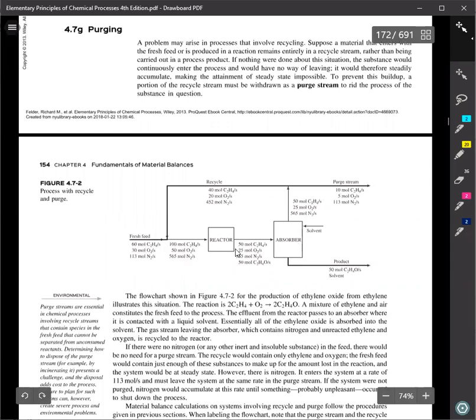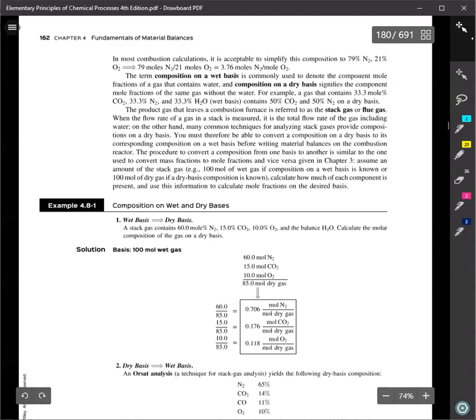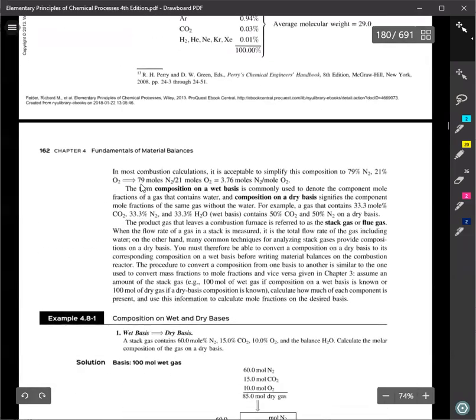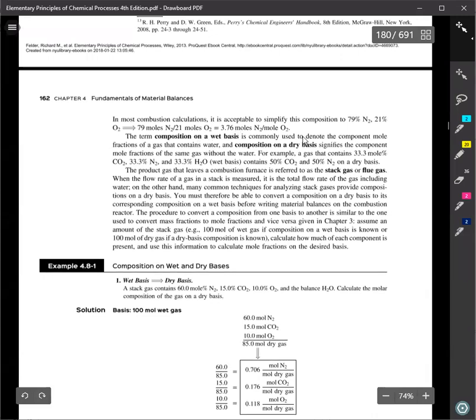That's another possibility. And then finally, in the combustion section, combustion chemistry, they define the terms wet basis and dry basis, stack gas, flue gas. These are all terms that you may see in a future problem. And when you see them, you should know where to find them. So somewhere in chapter 4. Once again, if you look in the index of this textbook, or if you simply Google it, you should be able to find the information that you need.